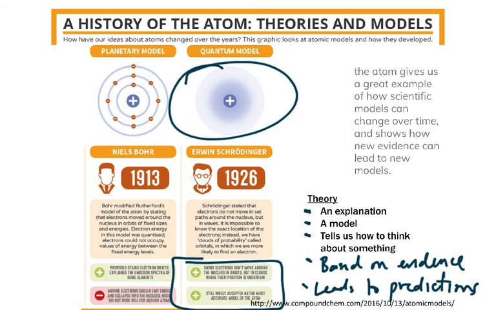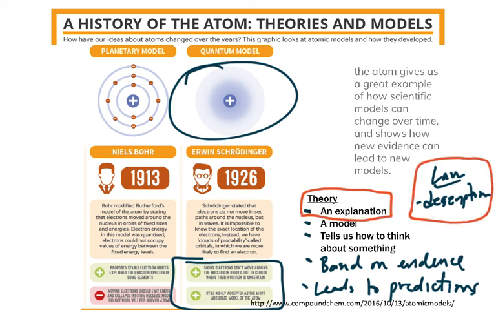Now contrast this with a scientific law. A law describes, it's a description, and a theory is an explanation. Okay, so we might have a description for how nature works, but have no idea why. And that's where a theory comes in. A theory tells us why or explains it.